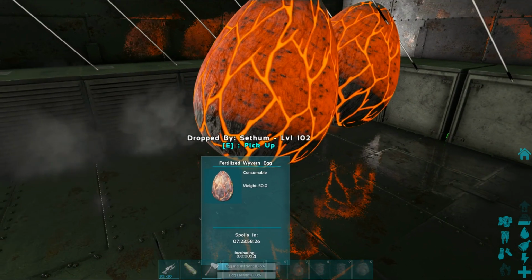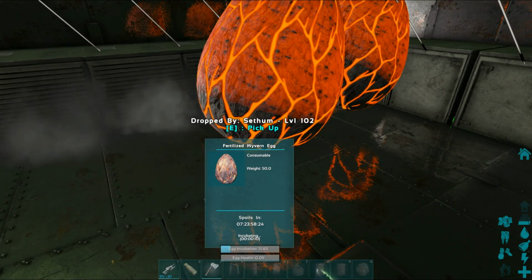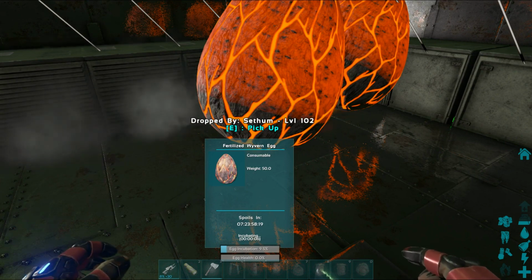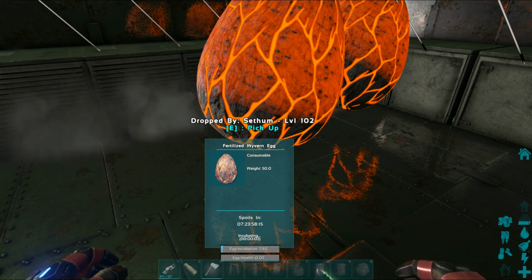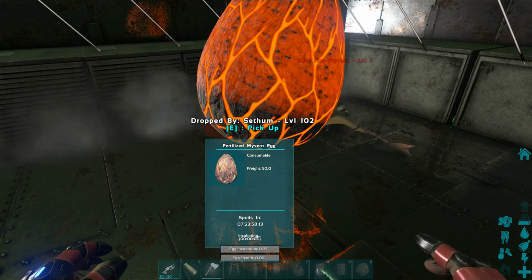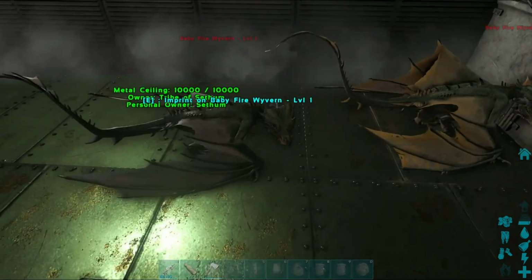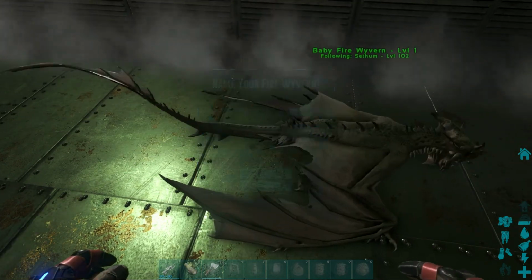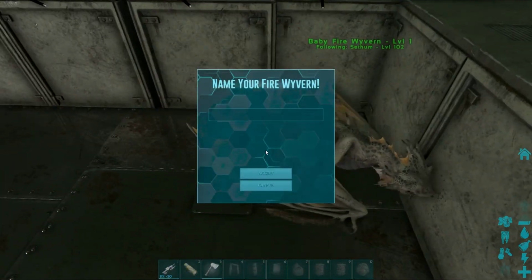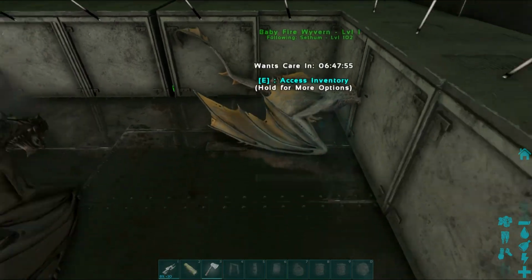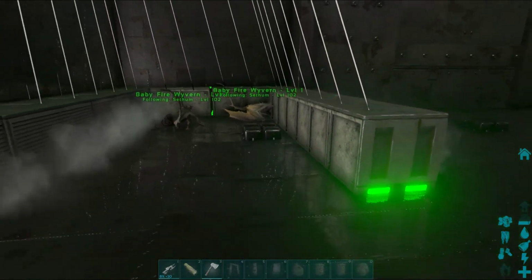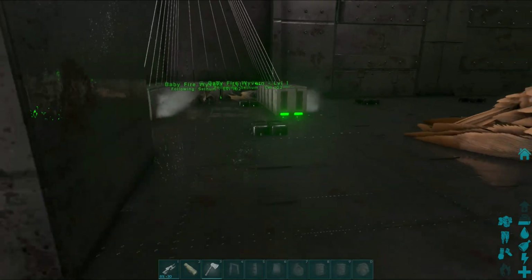So as you can see, the incubation process is mighty quick, and hopefully we will get some nice wyverns out of this. There should be, if I'm not mistaken, level 1, as these are spawned in eggs. There we go, there are my wyverns. I will quickly imprint on them.